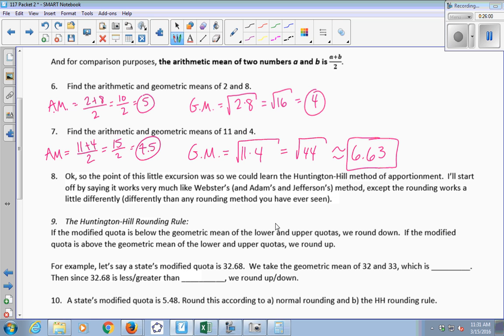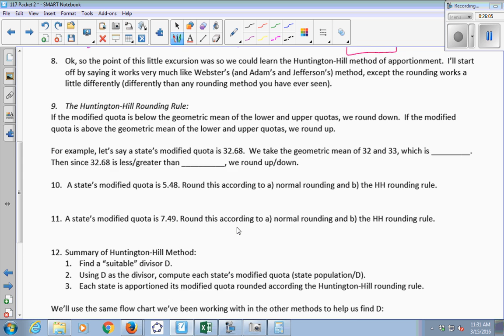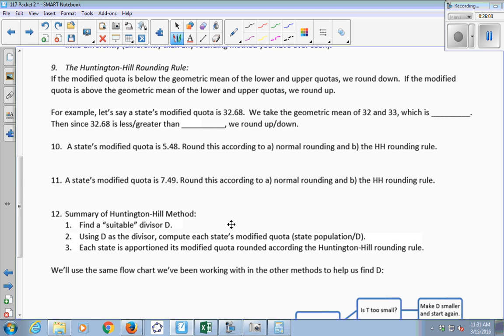So the Huntington Hill rounding rule is different than any kind of rounding method you've ever seen. It's going to take a little getting used to, but it's not that crazy. It says if the modified quota is below the geometric mean of the lower and the upper quotas, round down. If it's bigger than the geometric mean, round up. So for example, let's say a modified quota is 32.68. We have to decide whether to round down or round up. So first, you get the lower quota and the upper quota, 32 and 33. That's the round down and the round up.